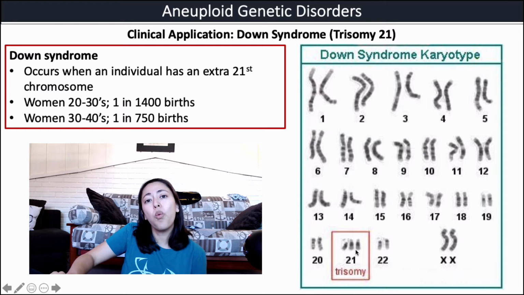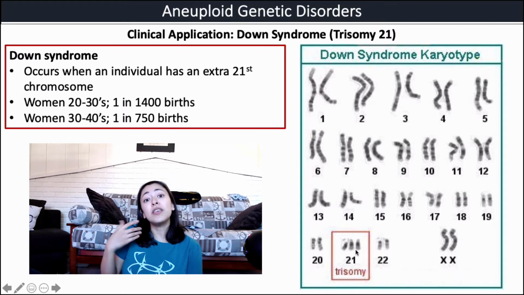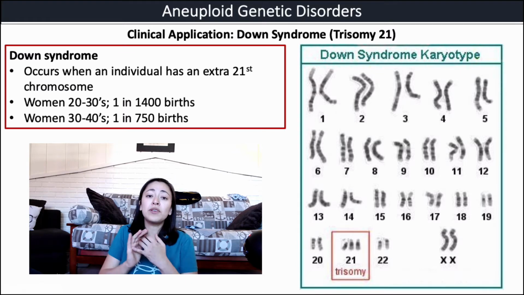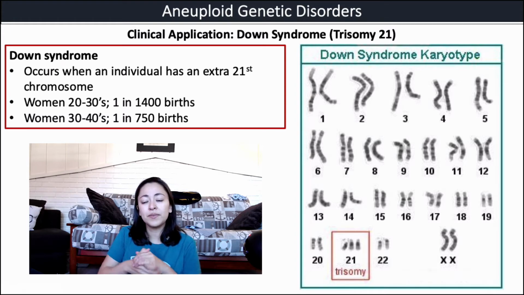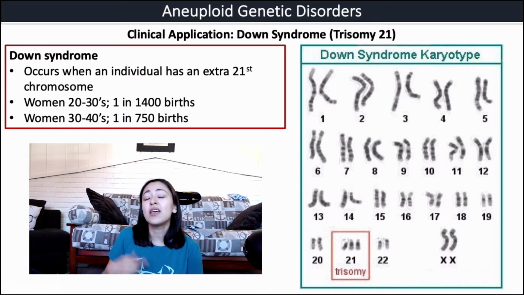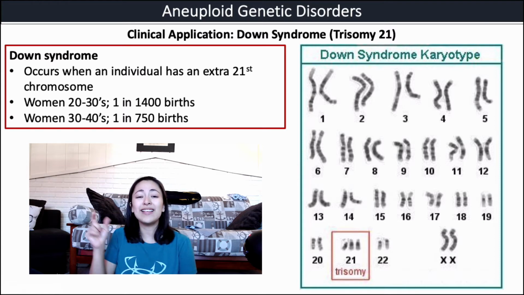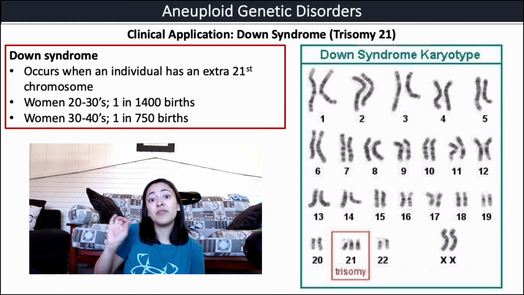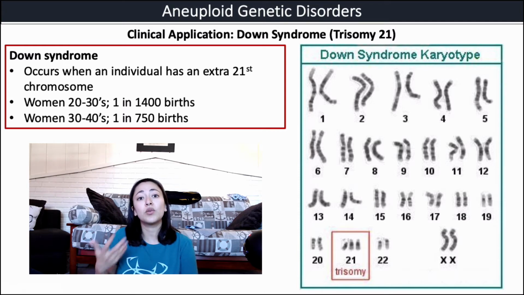And just by having 1 extra chromosome, these individuals have many physical abnormalities as well as intellectual impairments. Down syndrome occurs in 1 in 1,400 births in women between their 20s and 30s, and the chance of having a child with Down syndrome increases as a woman gets older.